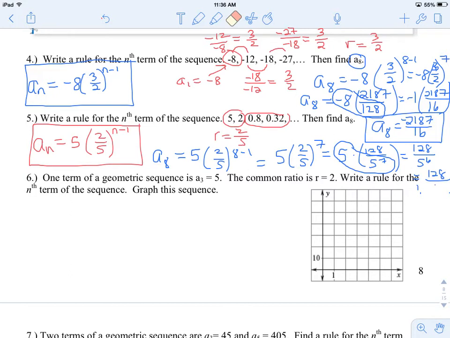So again, that's 15,625 for the denominator. So that is what a sub 8 would be: 128 divided by 15,625.